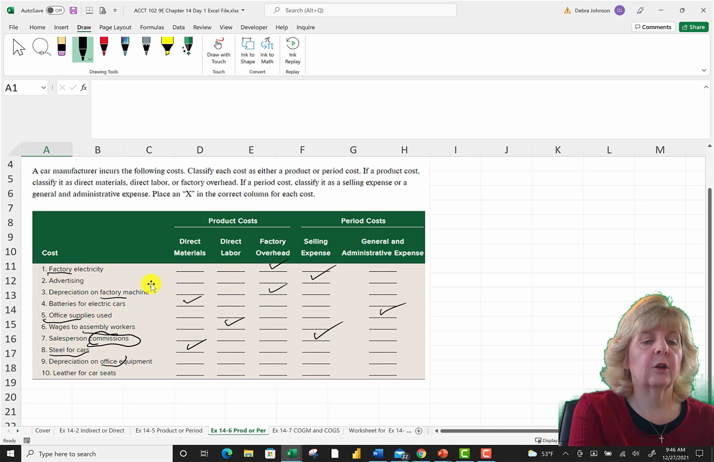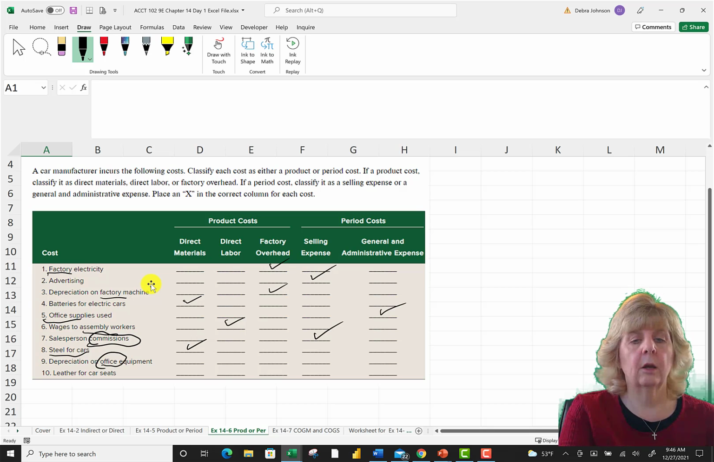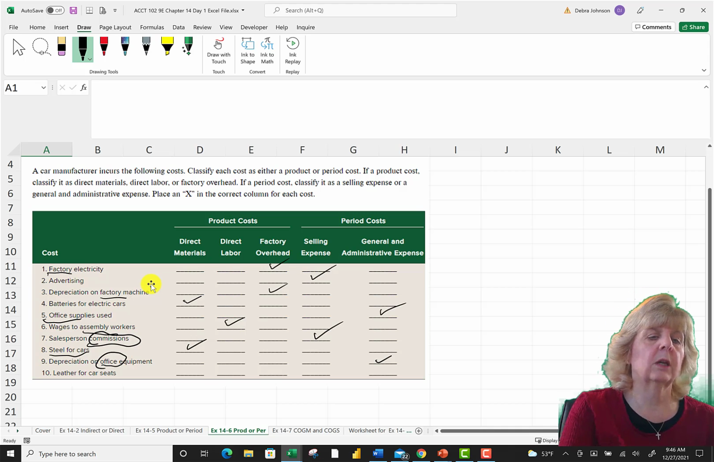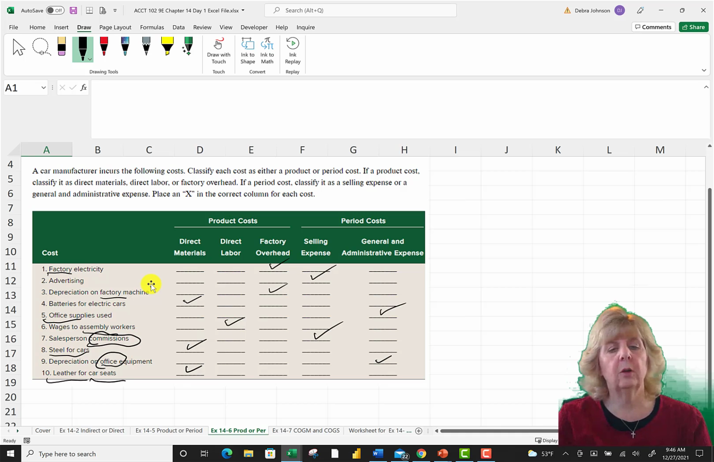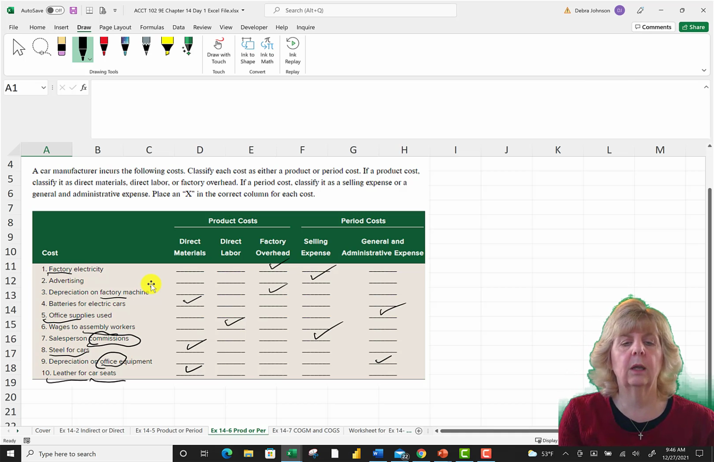Depreciation, this time on office equipment. Office is considered G&A costs. And lastly, the leather for the car seats. Again, you're manufacturing cars, so we know it's a product cost. When we're forced to categorize it further into one of the three categories, the leather for the car seats would be a direct material, something you could see directly going into the product.